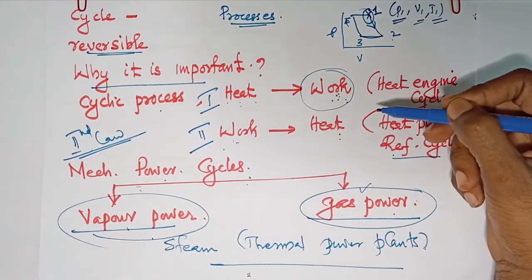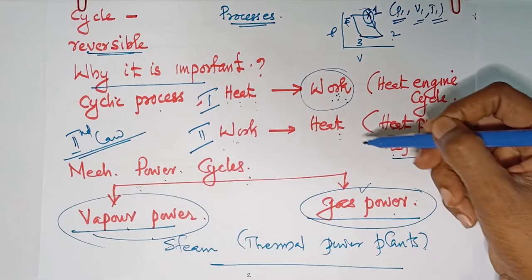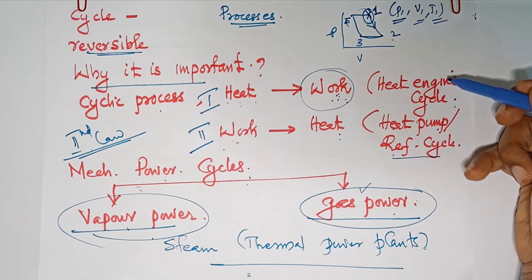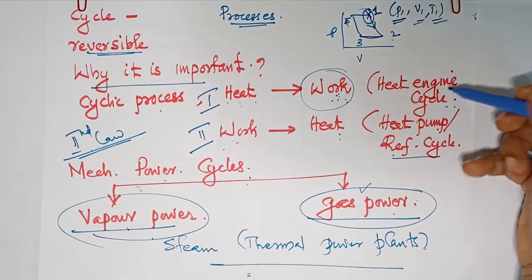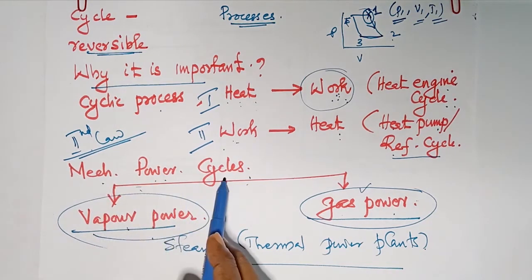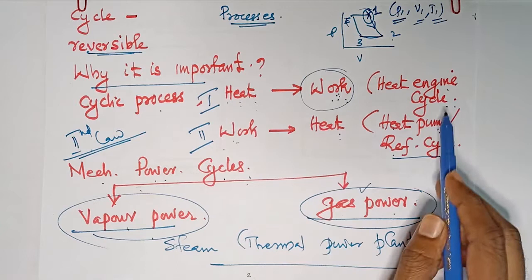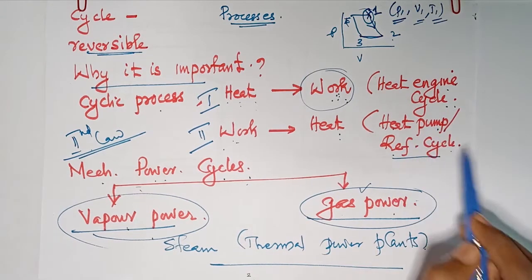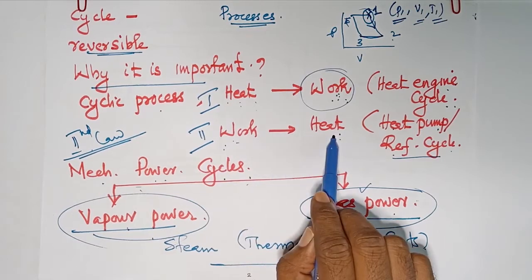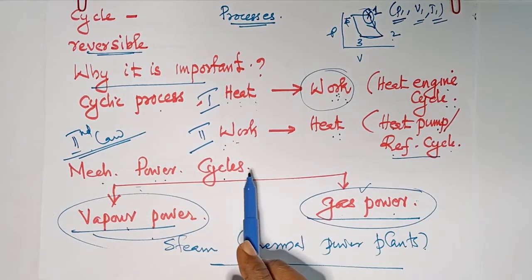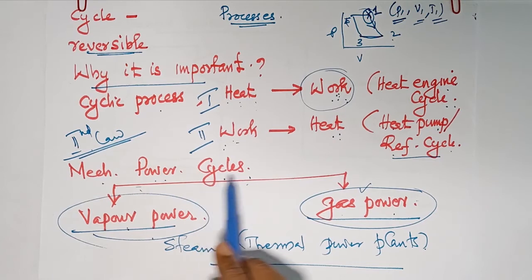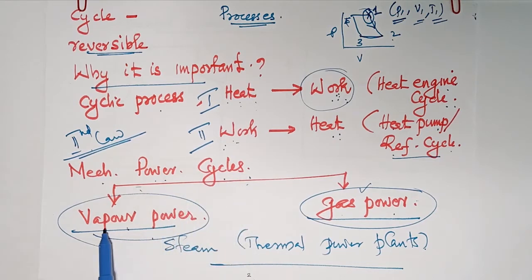Heat നെ work ആക്കി മാറ്റുന്ന systems ഉണ്ട്, work നെ heat ആക്കി മാറ്റുന്ന systems ഉണ്ട്. heat നെ work ആക്കി മാറ്റുന്ന systems നമ്മൾ വിളിക്കുന്ന പേരാണ് heat engine cycles. It is also called mechanical power cycles. Okay, another cycles are called heat pump or refrigeration cycles, in which work is converted into heat. Okay, mechanical power cycle, thermodynamic mechanical power cycles, again it is classified into vapor power cycles and gas power cycles.